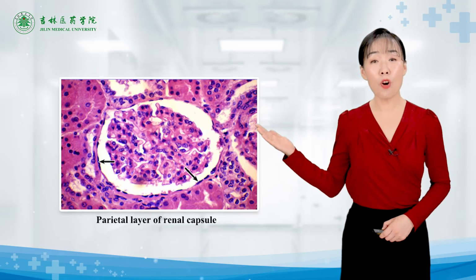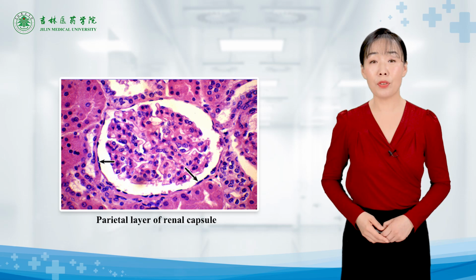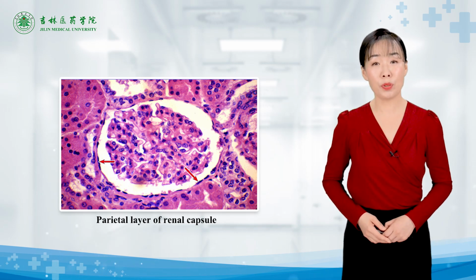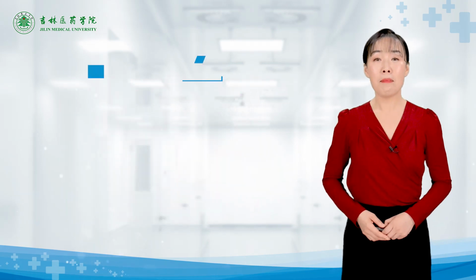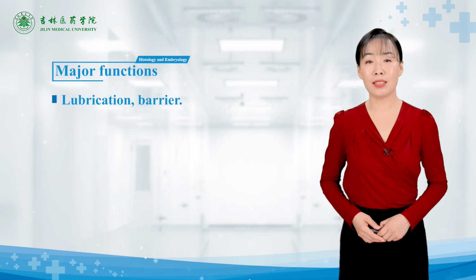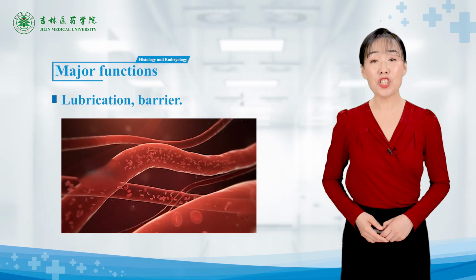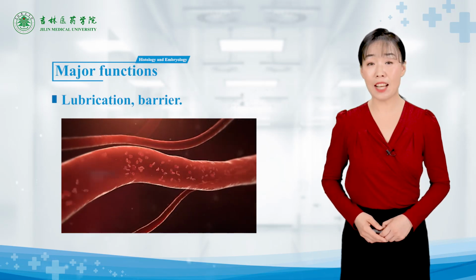This is a renal corpuscle. The parietal layer of the renal corpuscle, which the arrow points to, is composed of simple squamous epithelium. Major functions: lubrication, barrier. Simple squamous epithelium is conducive to blood flow and gas exchange.